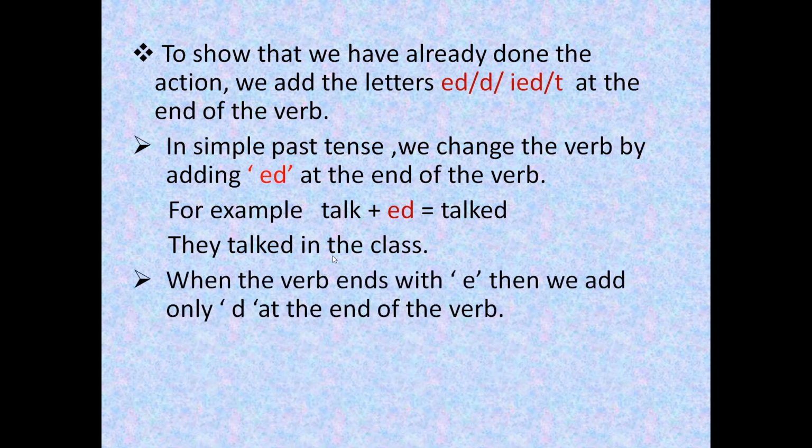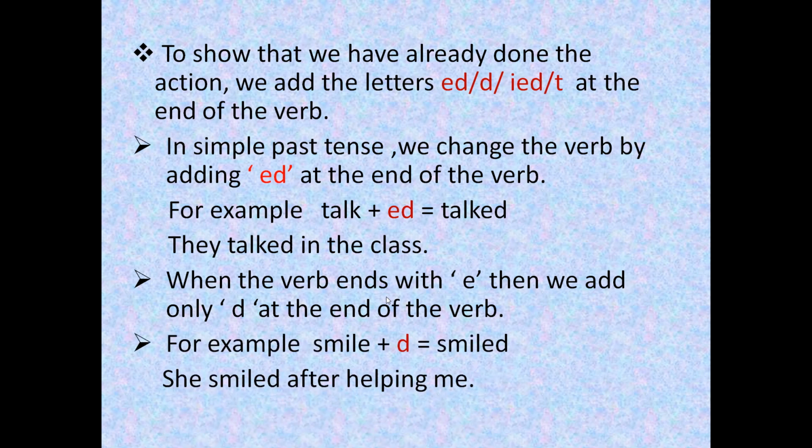When verb ends with e, then we add only d to make past tense. For example, smile. Here in smile, last letter is e, so we will add only d to it to form past form. Sentence for this is, she smiled after helping me.